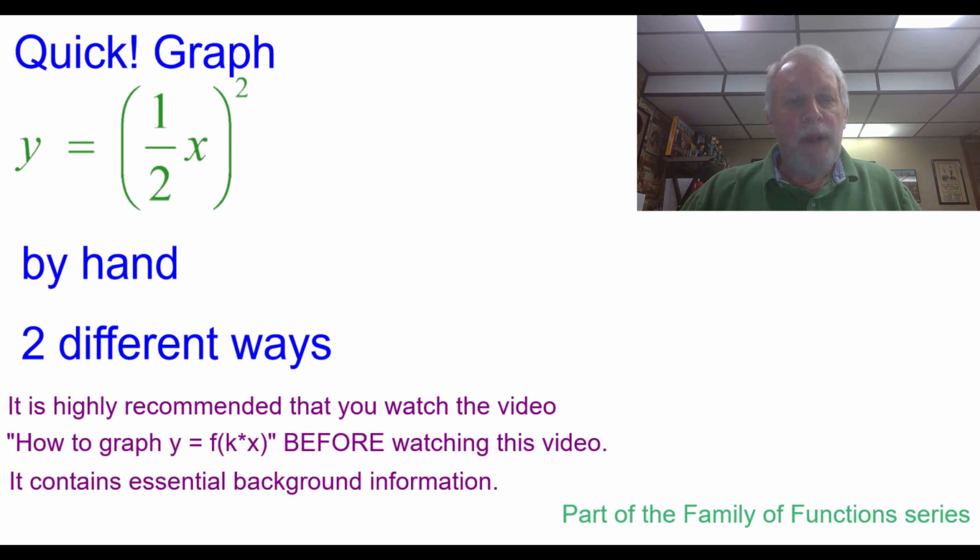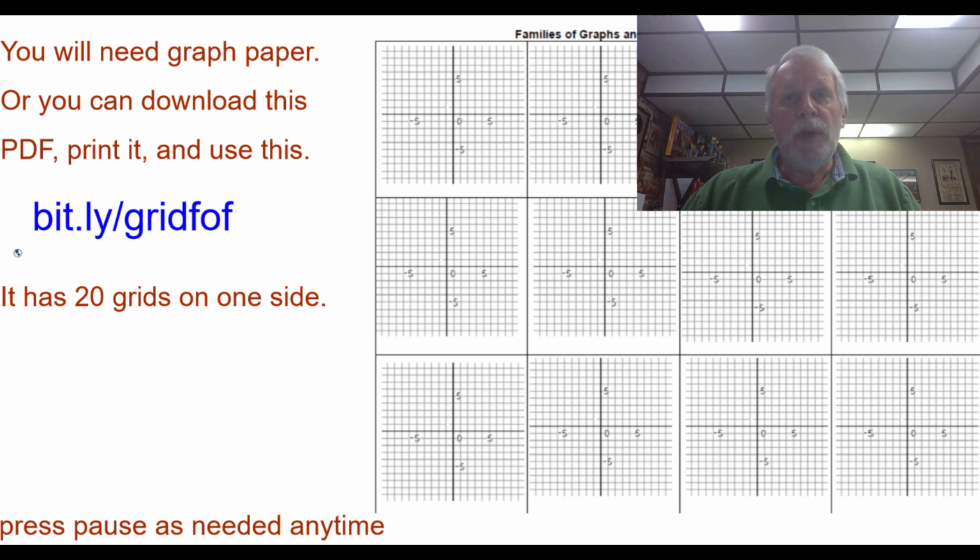Quick, graph y equals the quantity of 1/2 x squared by hand 2 different ways. It is highly recommended that you watch the video How to Graph y equals f times the quantity k times x before watching this video. You will need graph paper or download this PDF and print it. Press pause as needed anytime during this video.